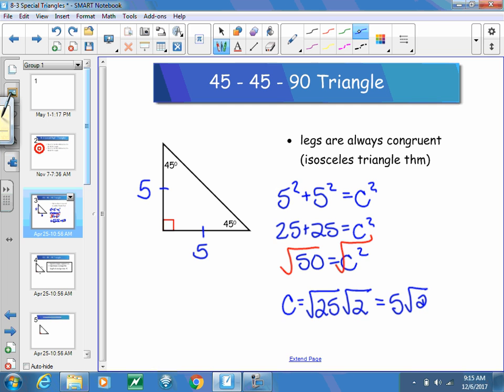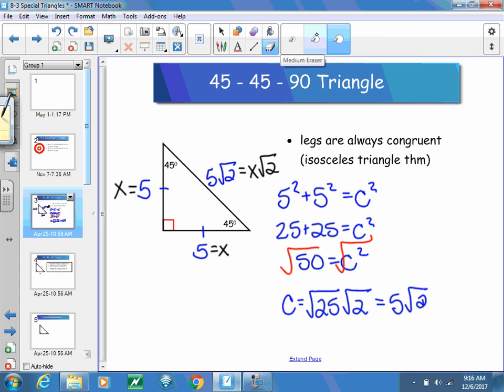Now, the reason that I'm showing you this is because this follows our pattern of x, x, and x square roots of 2. So you'll notice here that both of our legs are the same, and then if I look at the hypotenuse here, which is x square roots of 2, notice that your two side lengths are 5.